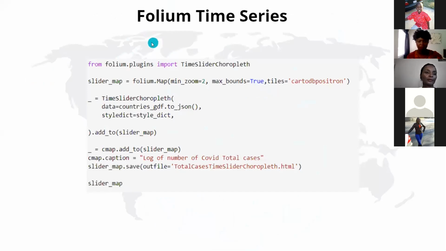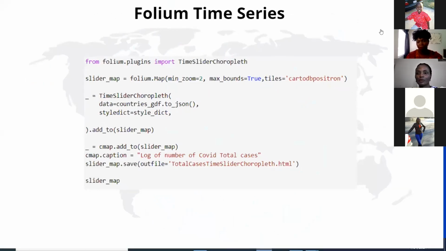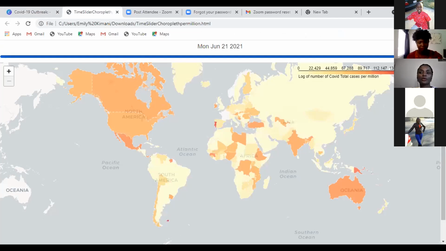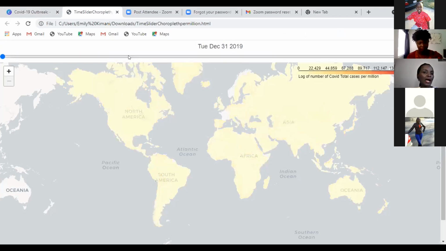This is the folium library that Brenda had talked about, and I will exit the presentation mode and go to here so that we can see the time series. So a time series map is an interactive map that helps you to see the growth or the change of the data set that you have.